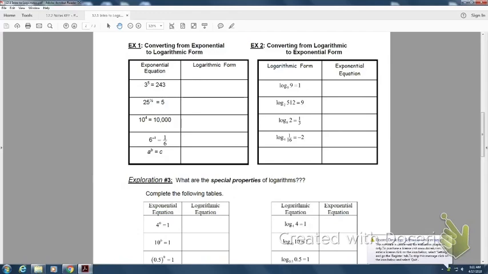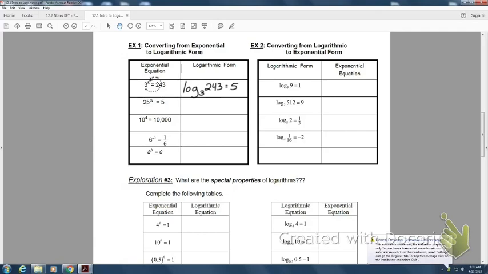Okay, so going through this one first, going from exponential to log. On that first example right there, what is the base? 3. So I'm going to have log base 3 of what? 243 equals 5. Awesome. Whenever you're going from log to exponential, it's always going to be equal to what the exponent was in the exponential form. Okay?